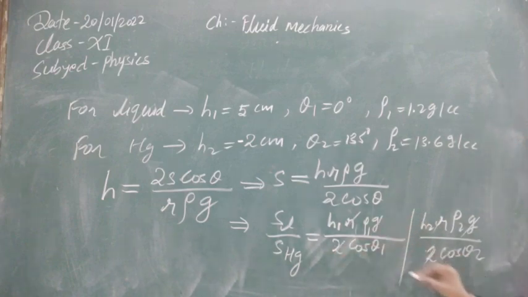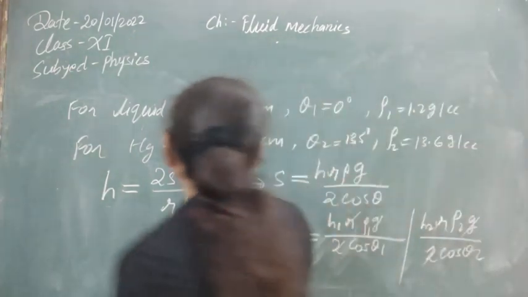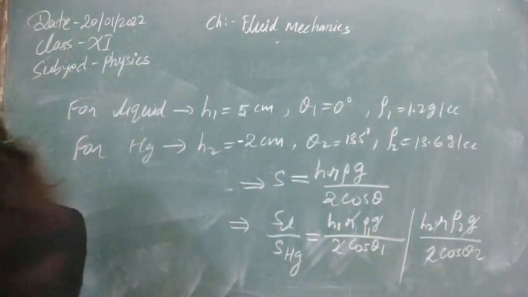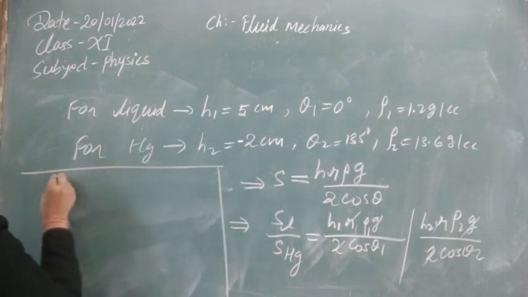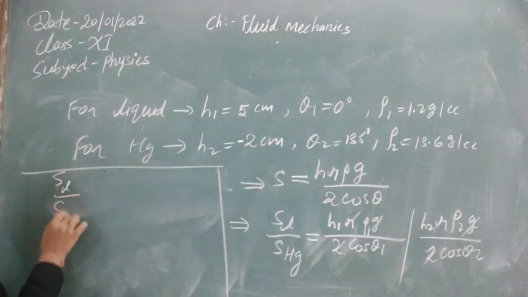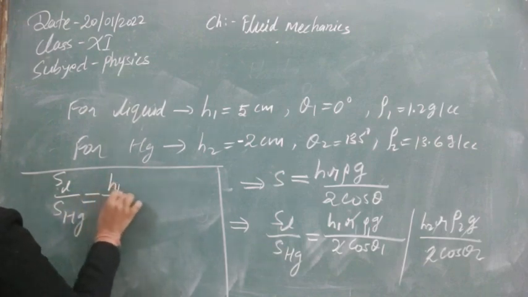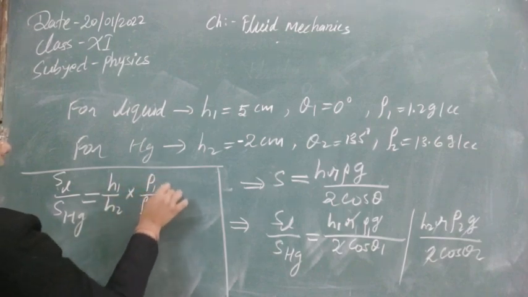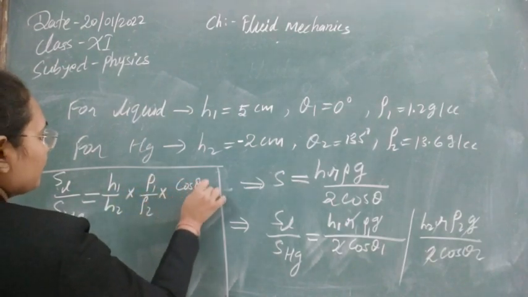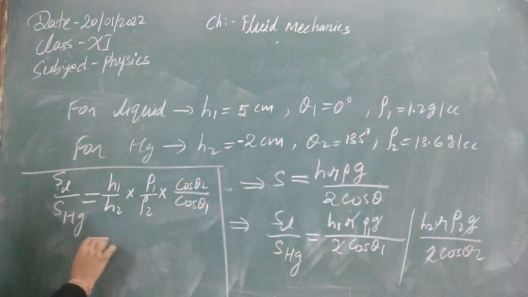So we will get only some of the terms from here. Let's write down that one. So it is obtained now S of liquid upon S of mercury is h1 upon h2 into rho 1 upon rho 2 into cos of theta 2 upon cos of theta 1. So let's solve this one.